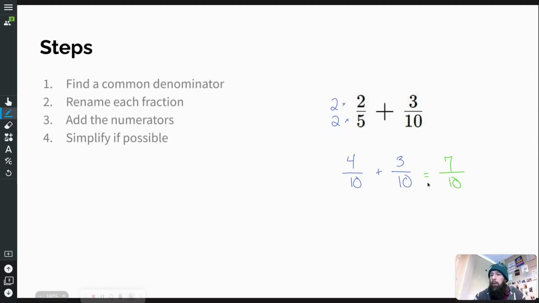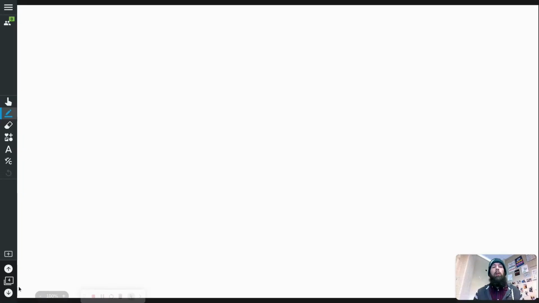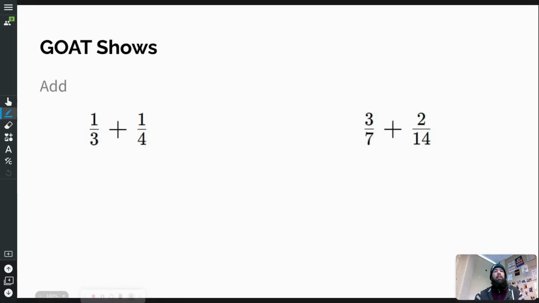What's really important is to make sure, can I simplify any further? No. 7 over 10 is 7 over 10. I can't simplify any further. So we're going to follow those rules throughout the entire lesson. And if for some reason we can turn our numbers into a mixed number, we're going to do that too. So let's add these numbers, and if we can turn it into a mixed number, let's turn it into a mixed number.